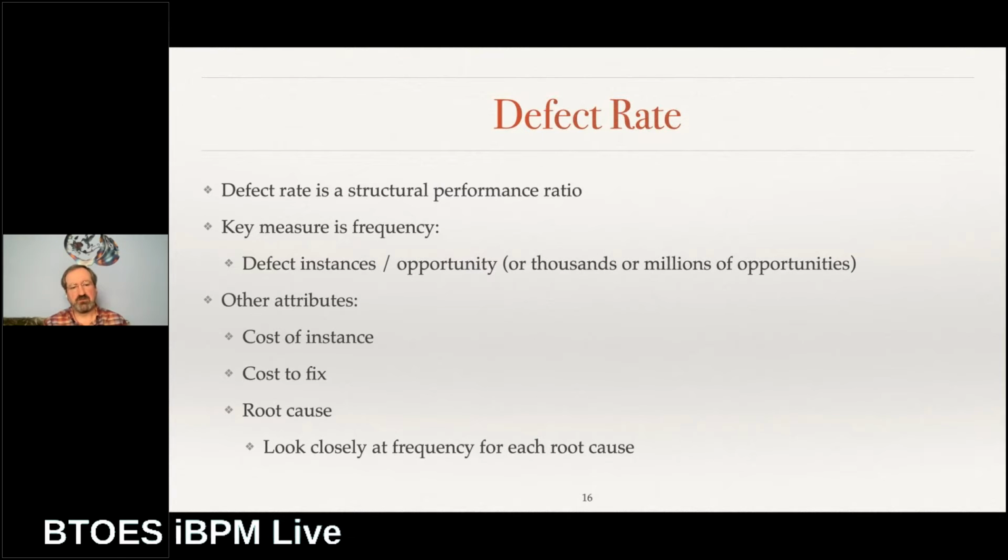Other attributes of a defect are how much does it cost when it occurs, how much does it cost to fix, and what are the root causes. And one of the things that we do with defects is do root cause analysis using Pareto charts, where you order the frequency of each root cause by the frequency of occurrence and attack the biggest root causes the soonest.